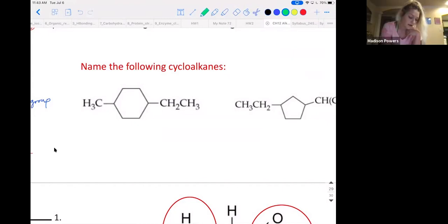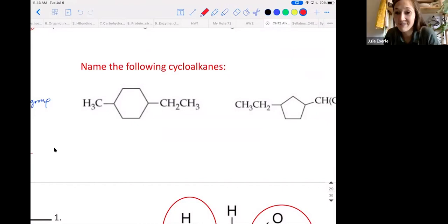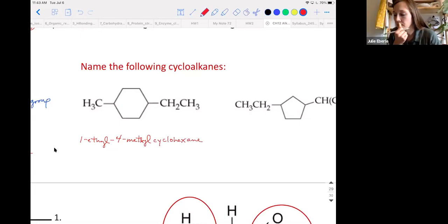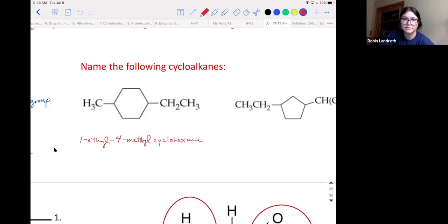Would it be 1-ethyl, 4-methyl cyclohexane? Okay. That's what Madison says. She said 1-ethyl, 4-methyl, cyclohexane. Okay. Anybody agree or disagree? I agree.